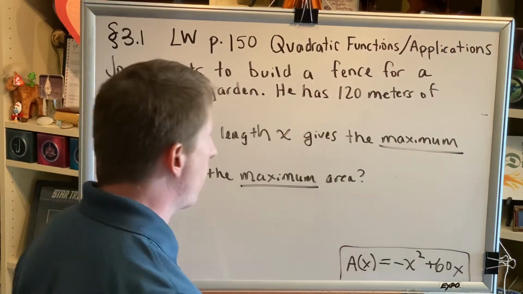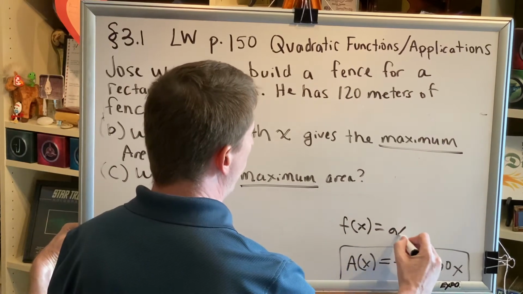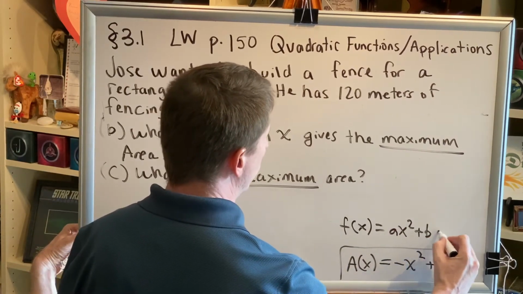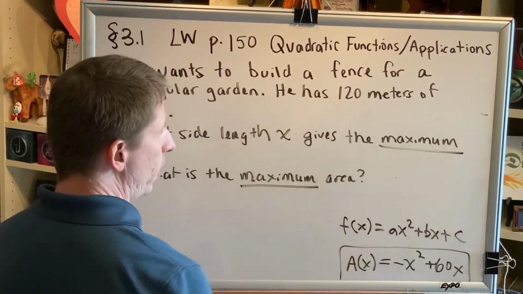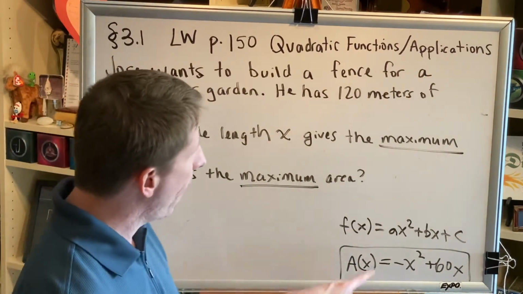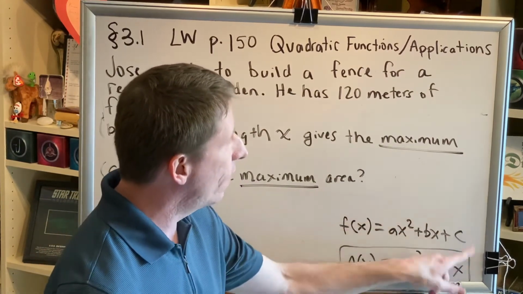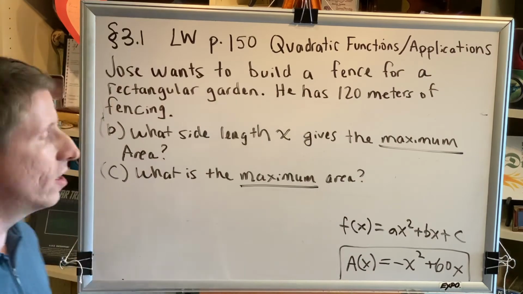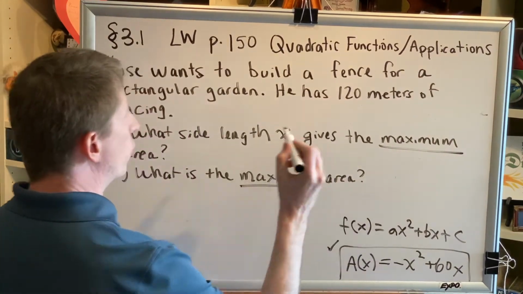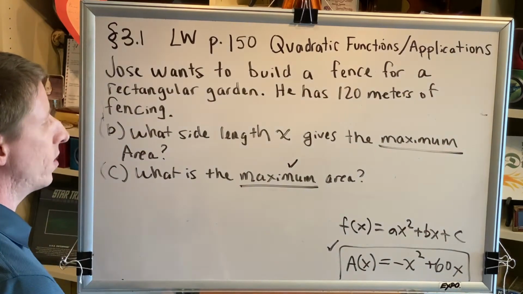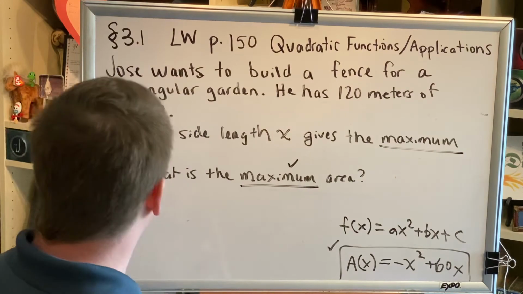So, is this quadratic? The answer is yes. If I write the standard form for a quadratic equation, it would look like this. And when I compare it to the equation that we have, we find that the value of a is -1, the value of b is 60, and the value of c is 0. Our equation is quadratic. I have an extreme word like minimum or maximum, in this case maximum. So the vertex is going to help me answer my question.